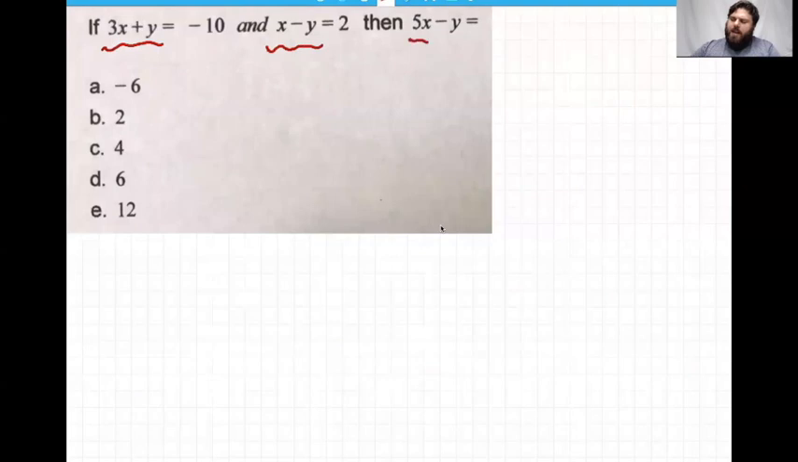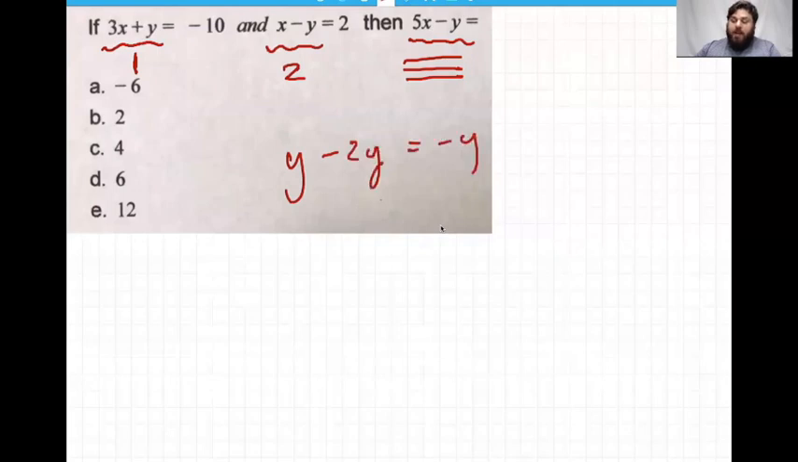I'm trying to find out what 5x minus y is. So what combination of these would work here? If I took one of these and two of these, and I added those together, I would get 5x. Question is, does that give me the right number of y's in this expression, where I've got 5x minus y? Well, if I had one of these equations on the left here, that would give me a y. And if I had two of these minus y's, that would give me minus 2y. That gives me -y, which is what I want here.